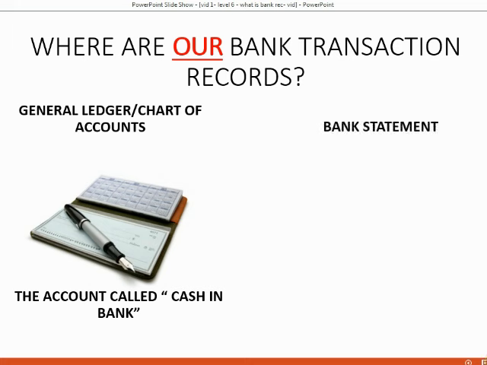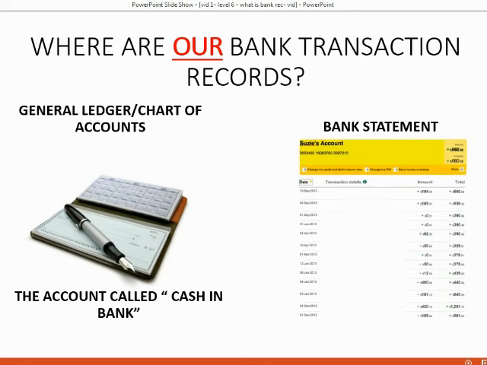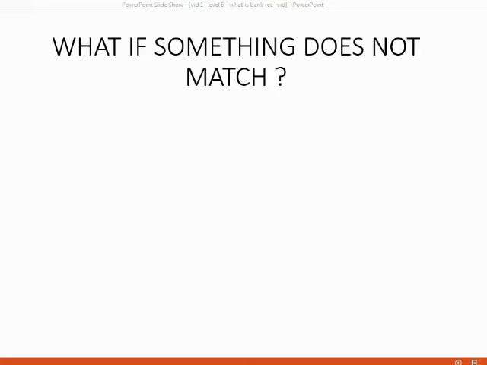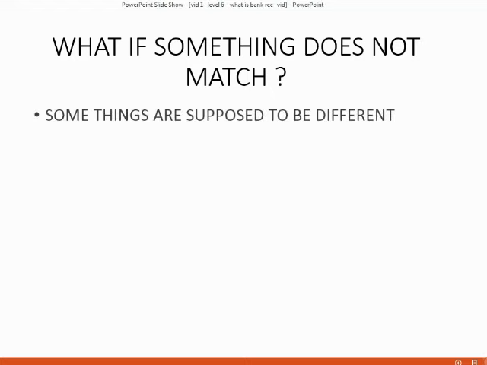The bank statement is the bank's records of the very same transactions to our account. When we get the bank statement at the end of the month, it is the job of the bookkeeper to compare every single individual transaction listed on the bank statement to every single transaction in our general ledger account called cash in bank. What if something does not match when we compare the bank statement transaction to our general ledger account cash? Well, some things are supposed to be different.